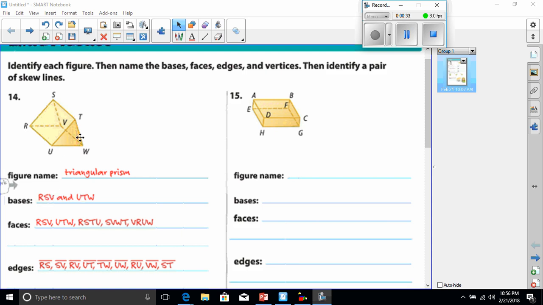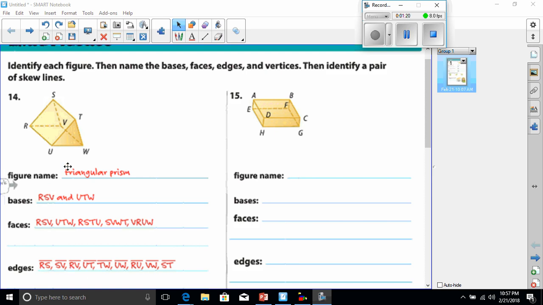It gives the bases, which are RSV and UTW, and it shows the faces. So every one of these is a face, whether it's RSV, UTW, RSTU, RVWU, and also WVST. So the faces are 1, 2, 3, 4, 5 different sides.